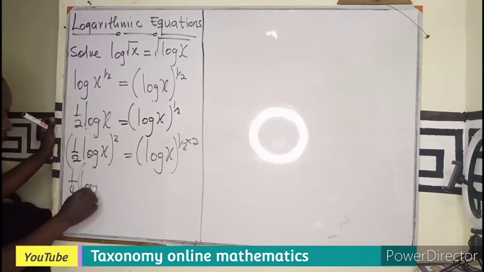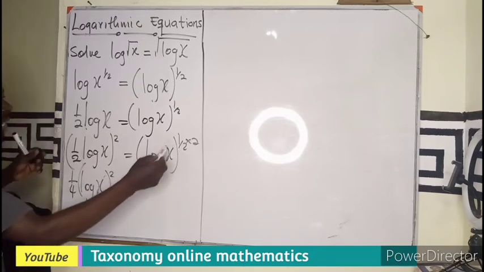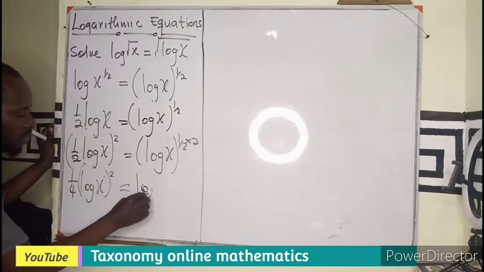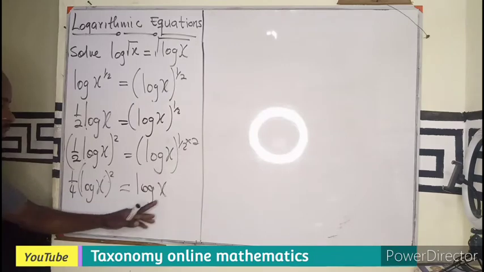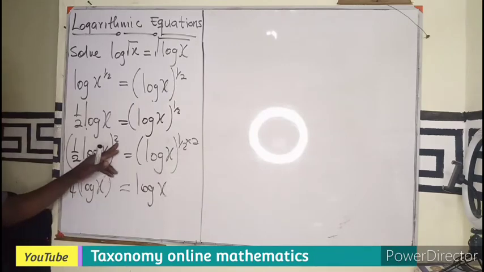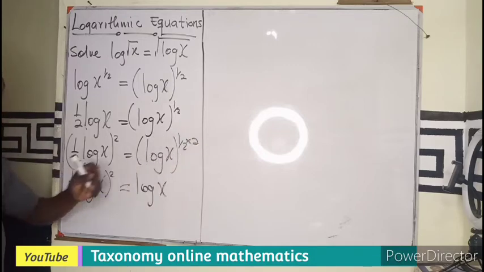log x squared equals to, this cancels. So I'll be having what? Log x. This clears this. So I'm left with this. This is having 1 squared, 1, 2 squared, 4. Then the log will still have this bracket. Alright. We can see that we have succeeded in cancelling the square or the half from here, losing the x.